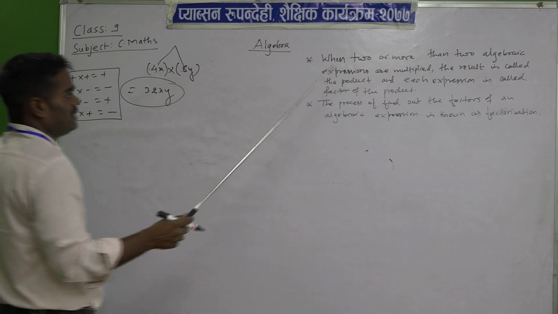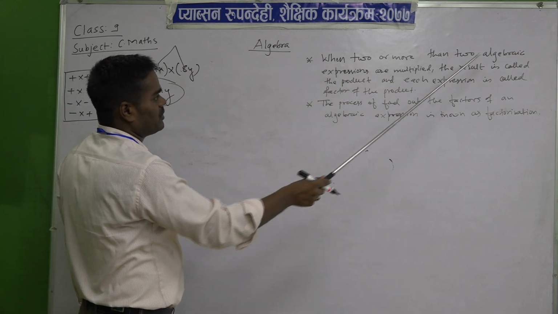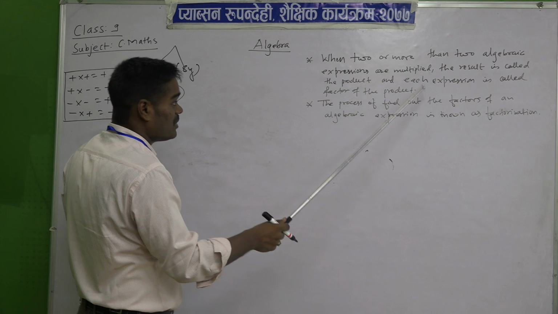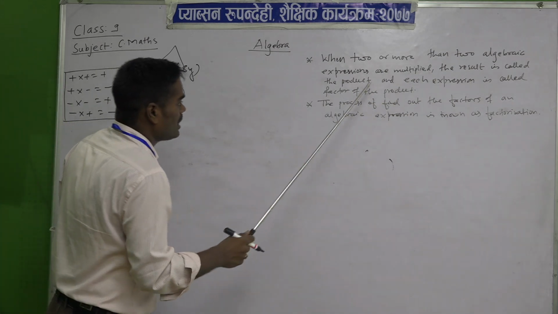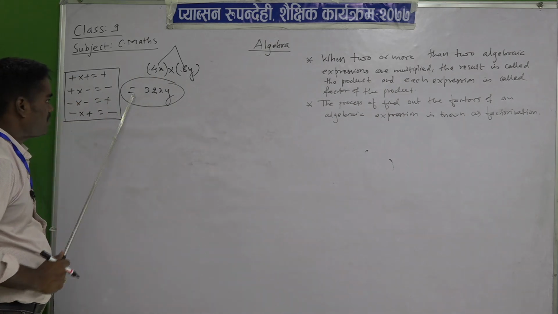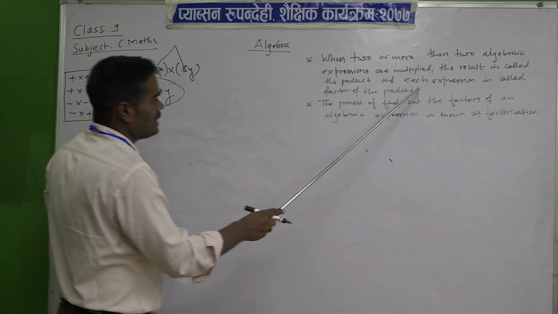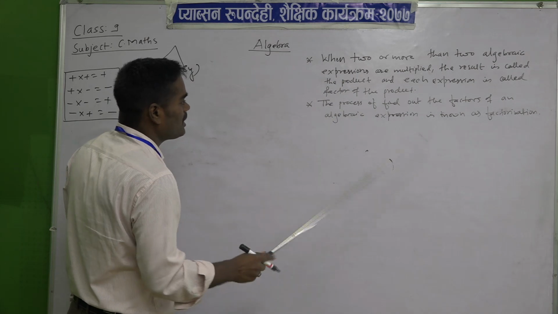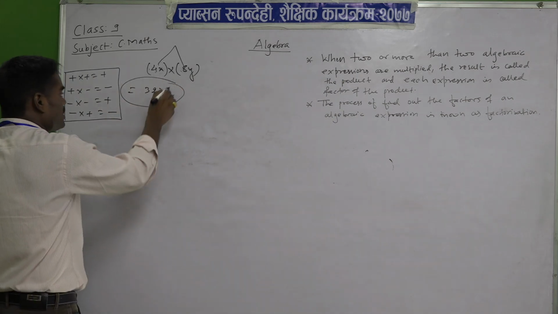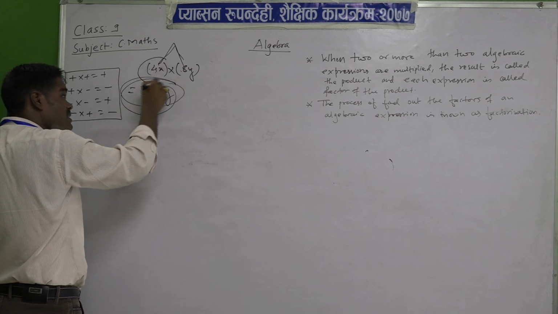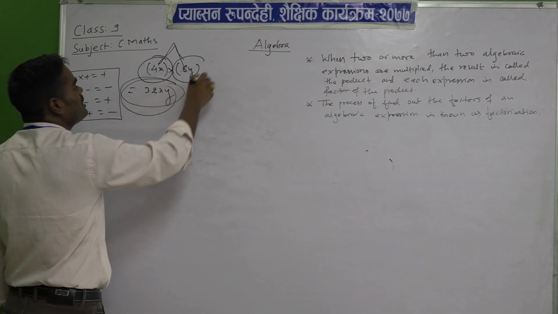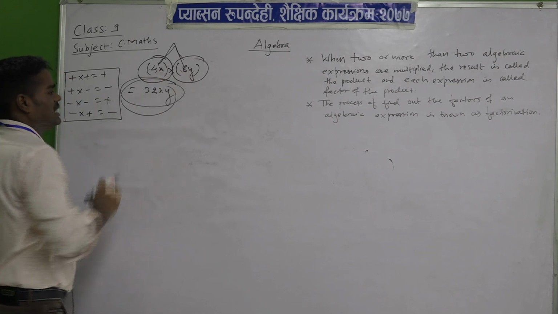So here I have written, when 2 or more than 2 algebraic expressions are multiplied, like here we have multiplied, then the result is called what? Product. And then after, each expression is called a factor of the product. How have we got this product? By multiplying these 2 expressions. So these 2 expressions, this is the first factor and this is the second factor. These are known as factors.